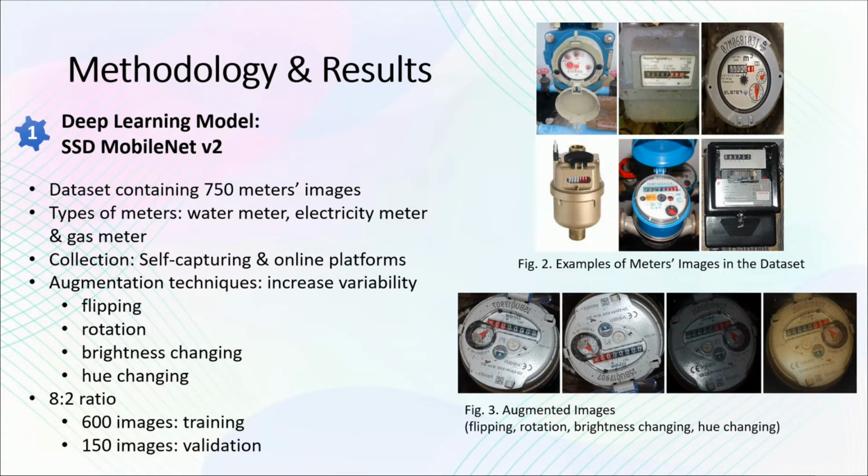A portion of the images, that is 250, has been generated with augmentation techniques to increase the variability. The techniques applied include flipping, rotation, brightness changing, and hue changing as illustrated in Figure 3. The dataset is divided into an 8:2 ratio, in which 600 images are used for training and 150 images for validation.